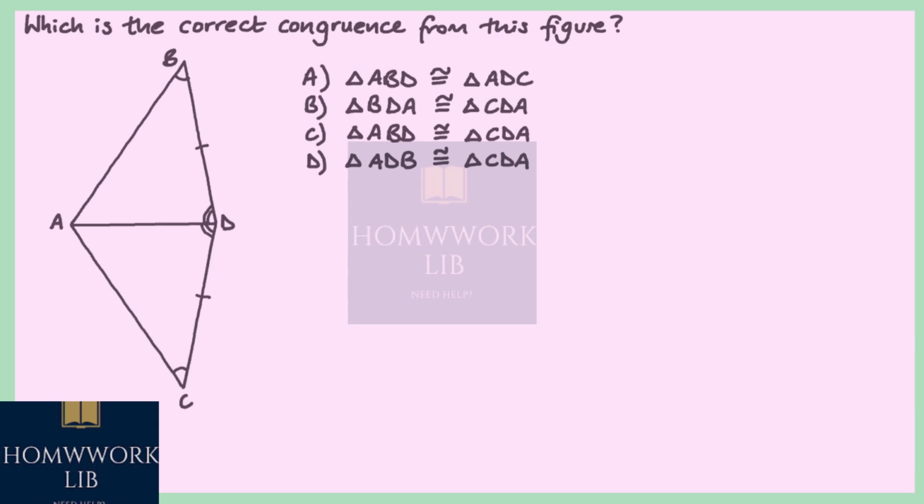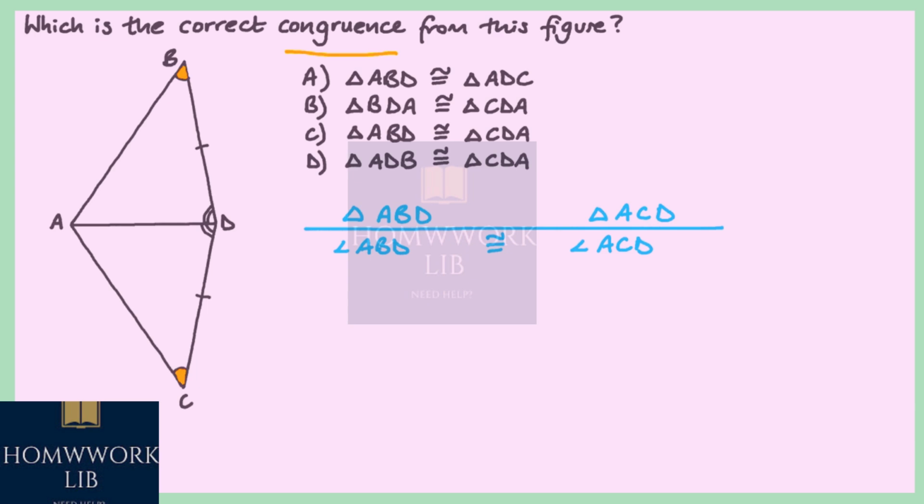Here we can see that there are two triangles, ABD and ACD. As we're told that there is some sort of congruence between these two triangles, it would be sensible to list any angles or pairs of sides which are congruent. So let's take our two triangles ABD and ACD. The angle at ABD is marked as congruent with the angle at ACD. So that's a pair of congruent angles.